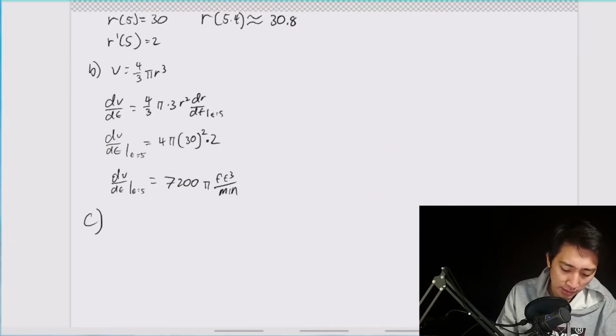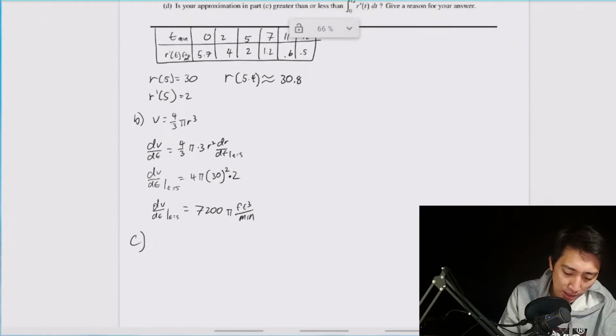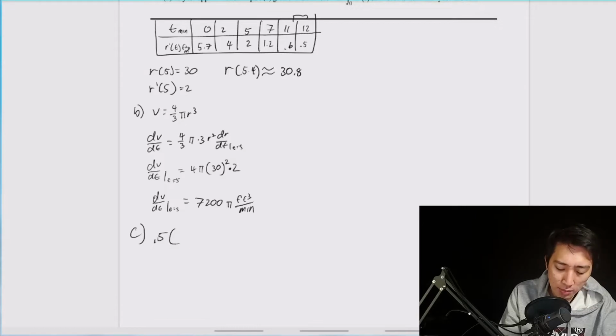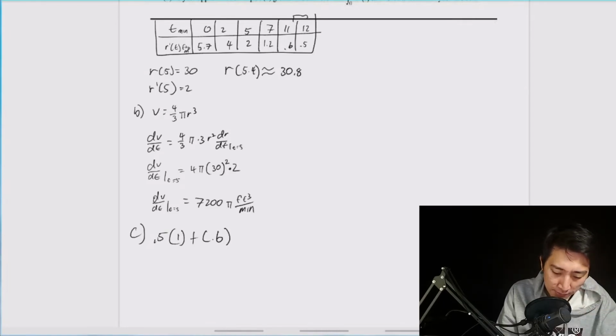So let's get going. So the first area that I'm going to deal with is my height is going to be 0.5, and my change, my base, is going to be 1. And I'm going to add it to this next one here. My height is 0.6, and my change is going to be 4. Next over here, my height is going to be 1.2, and my change is going to be 2.